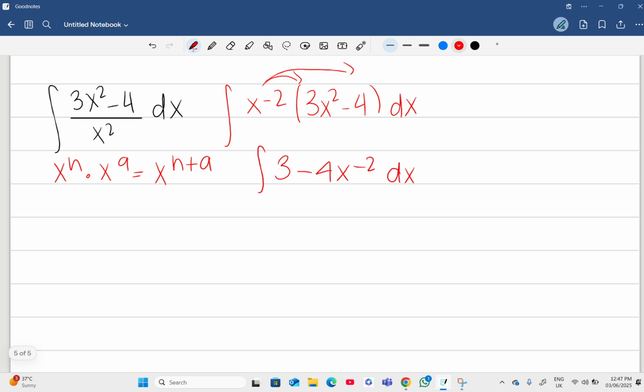Now I'm just gonna integrate normally. So it's going to become 3x minus 4x to the power of negative 1 over negative 1 plus c. So it's going to give me 3x plus 4 over x plus c. So this cancels with this, and I took the power down, so this is going to be my final answer.